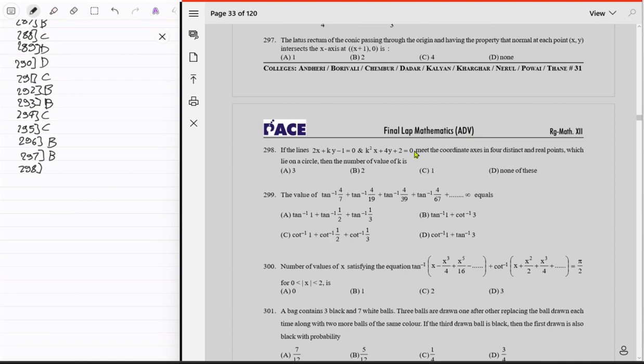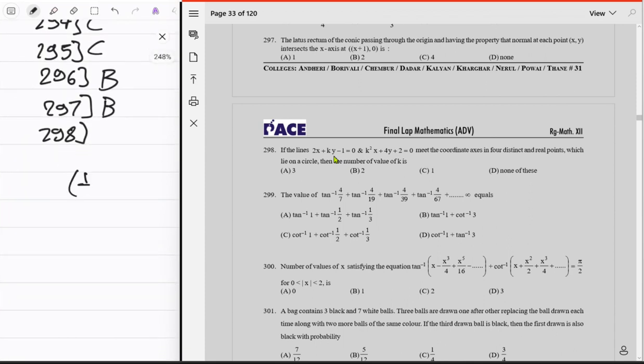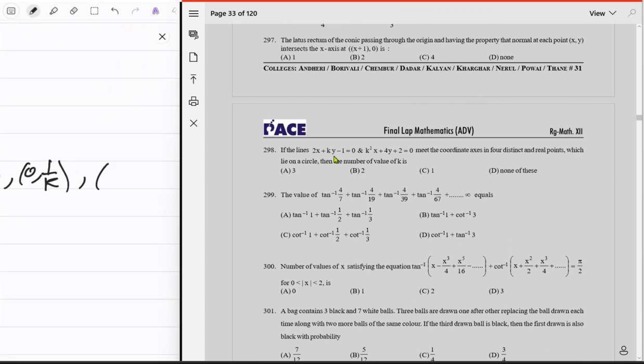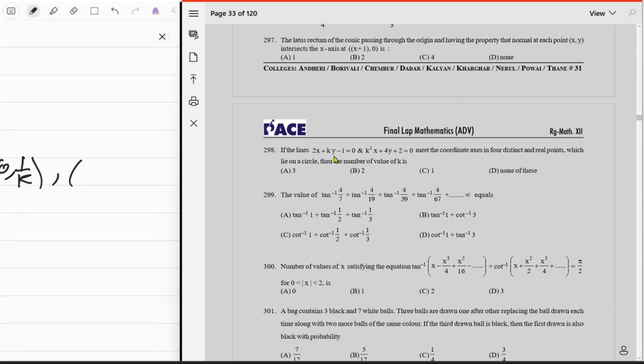So first of all, just find which points they are. Let's put y equal to 0. You get x is equal to 1 upon 2, so one point is 1/2, 0. Then the other point will be 0, 1 upon k. Then another point, put y equal to 0, x is equal to negative 2 upon k square. So negative 2 upon k square, 0. And what will the fourth point be?